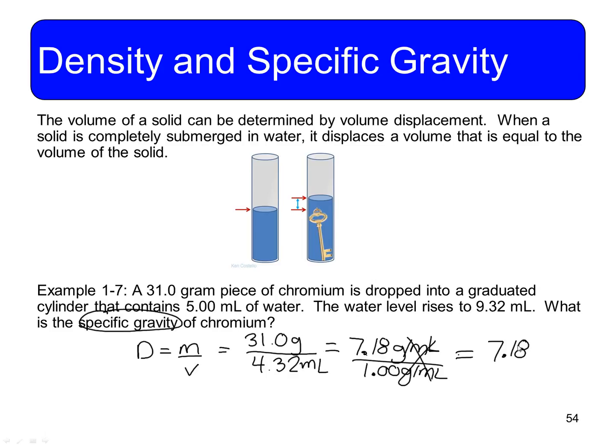The volume of the substance is what the water level rises to minus what it started at. Yep, here I'll show that. Here's your final volume, and this is your initial. To get the difference in these two, you would take final minus initial volume. So you would take 9.32 minus 5.